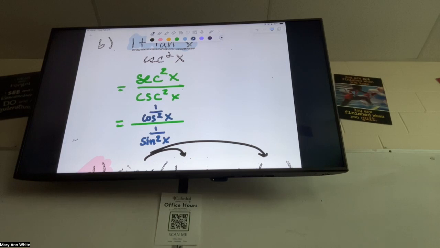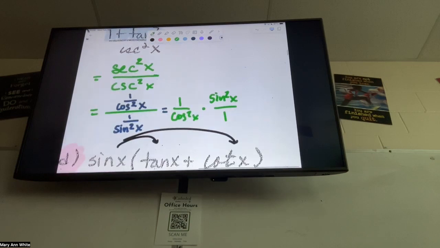Now I've got a big ugly fraction. How do I simplify that? Multiply by the reciprocal. So I've got 1 over cosine squared x times, and then I flip the reciprocal to be sine squared over 1. That's helpful, but is there any crossing out I can do? No. So then that just becomes sine squared x over cosine squared x. But wait, is that somewhere on your identity sheet? Tan, good. So that's going to be tan squared x.